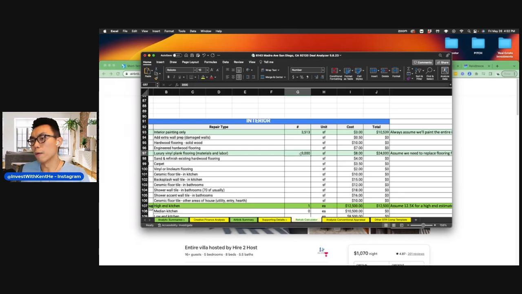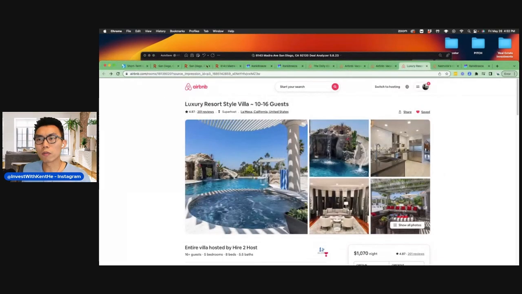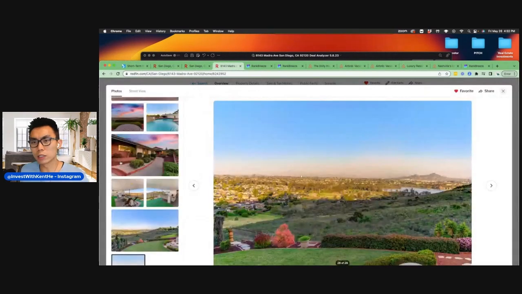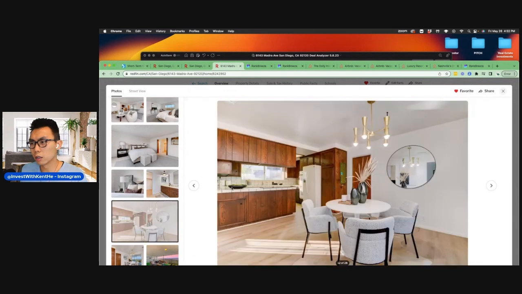But I knew that there was new flooring in one of the rooms, so that's why I didn't put the entire square footage of 3,500. I've only put in 3,000 square foot. And I knew the kitchen needed to be renovated. When I looked at the photos, it looked a little outdated. And if I'm going for more of a luxury market, yeah, this one is a little old. You see the backsplash is a little dated.